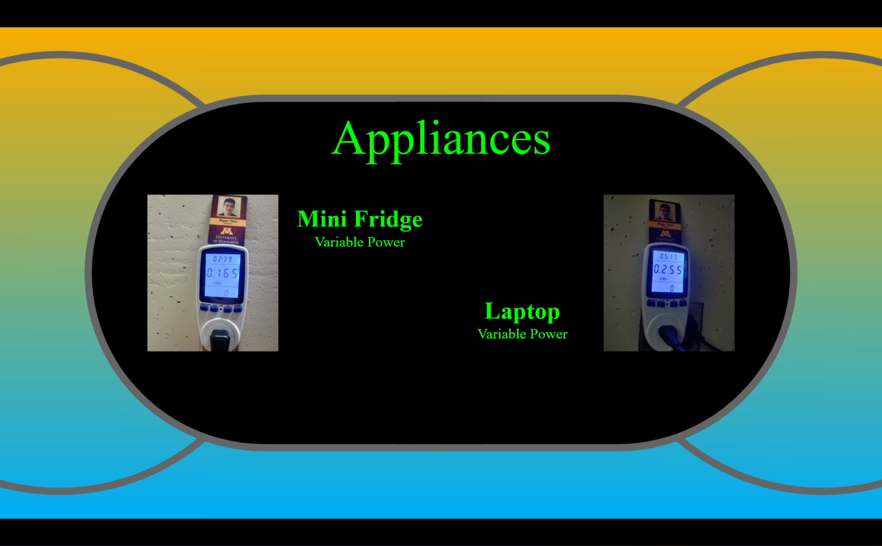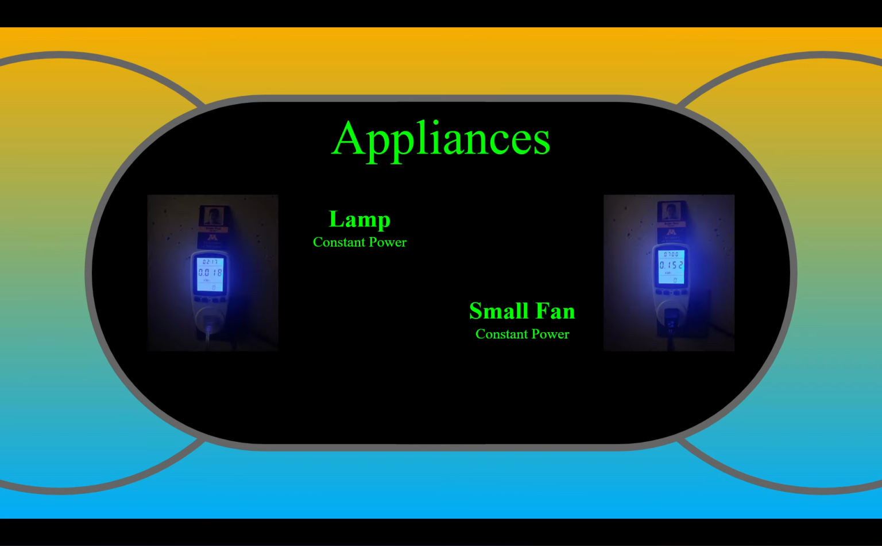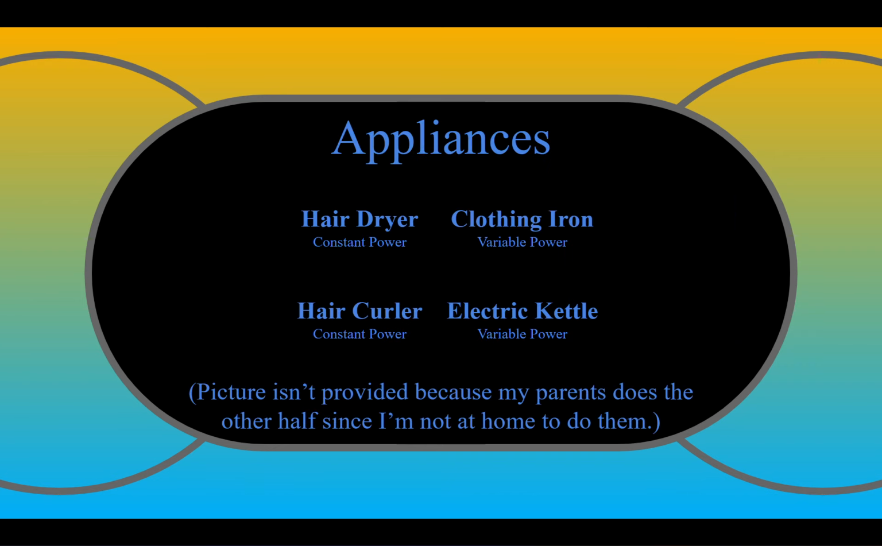For my appliances, I studied the mini fridge, laptop, lamp, and small fan, with each of these represented through pictures showing the time used, the energy consumption, and the type of power that is displayed for the appliances along with the total for each. With the other remaining half being studied by my parents, I don't have the pictures for it provided, so we have a separate kilowatt meter.